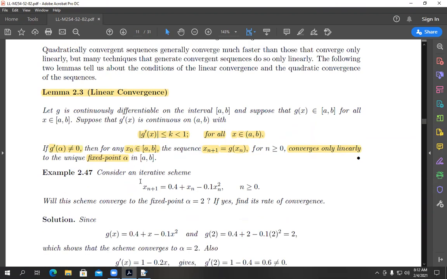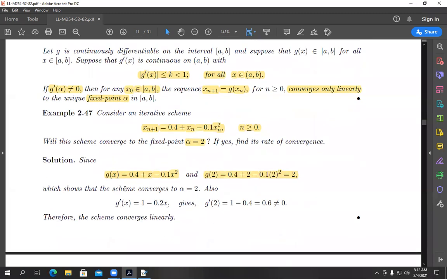For example, let's say we have a very simple example. It says, check that this method converges linearly to the fixed point alpha equal to 2. Now, what is the right hand side of x n plus 1? I told you, it is always your g of x. Now, you can easily check that 2 must be the fixed point. A fixed point is such a point that when we put it into the function, the answer is the same point, then we call it the fixed point. So you can see easily it is the fixed point here.